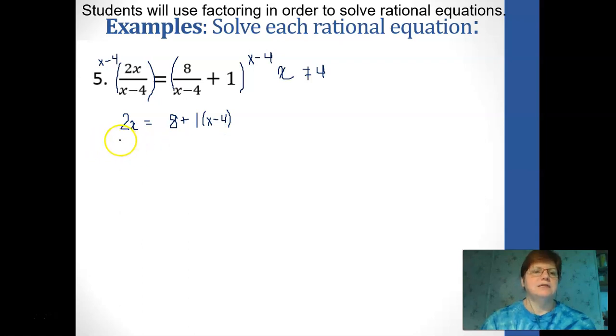Okay, so now we solve this equation. So we have 2x equals 8 plus x minus 4. So now we have 2x equals x plus 4. And when we subtract x from both sides, we find that x equals 4.